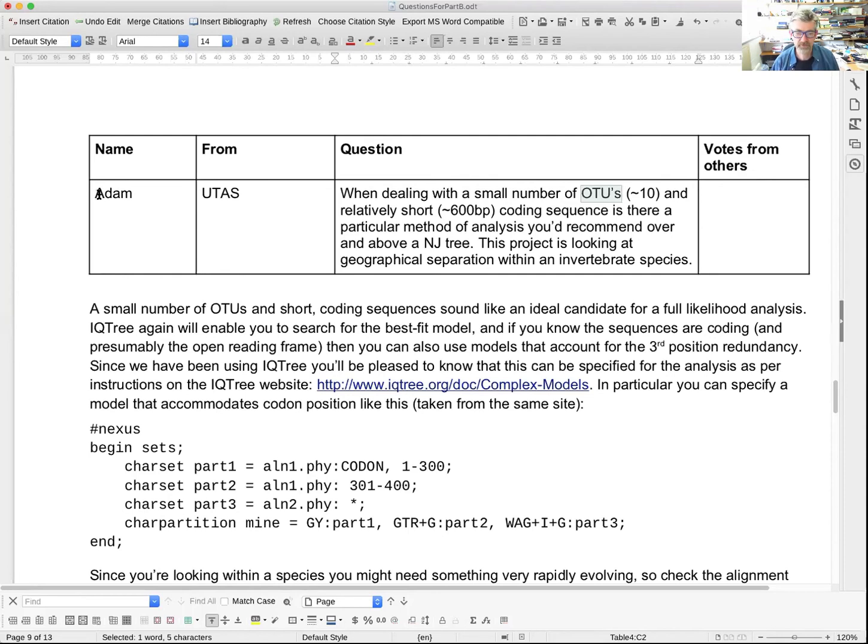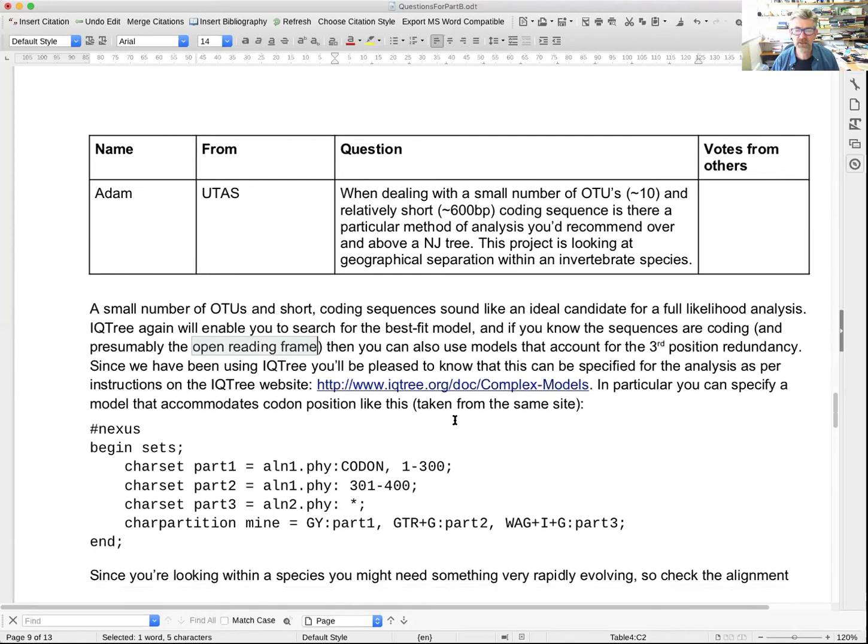And also because it's coding, you know that the first and second codon positions are going to be evolving a bit more slowly than the third codon position, which has got that 2 or 4-fold redundancy in it. Assuming you know where the open reading frame starts, then you can use models that account for that third position redundancy. IQ-tree can also handle this, which is nice.